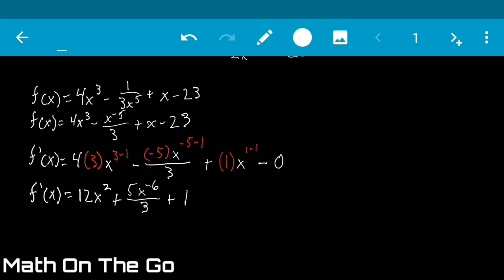All right, so we're almost done here. We have this negative exponent, and to clean this up, we're going to bring x back down to the denominator. So we have f prime of x equals 12x squared plus 5 over 3x to the 6th plus 1. And that's how you do the derivative using the power rule.